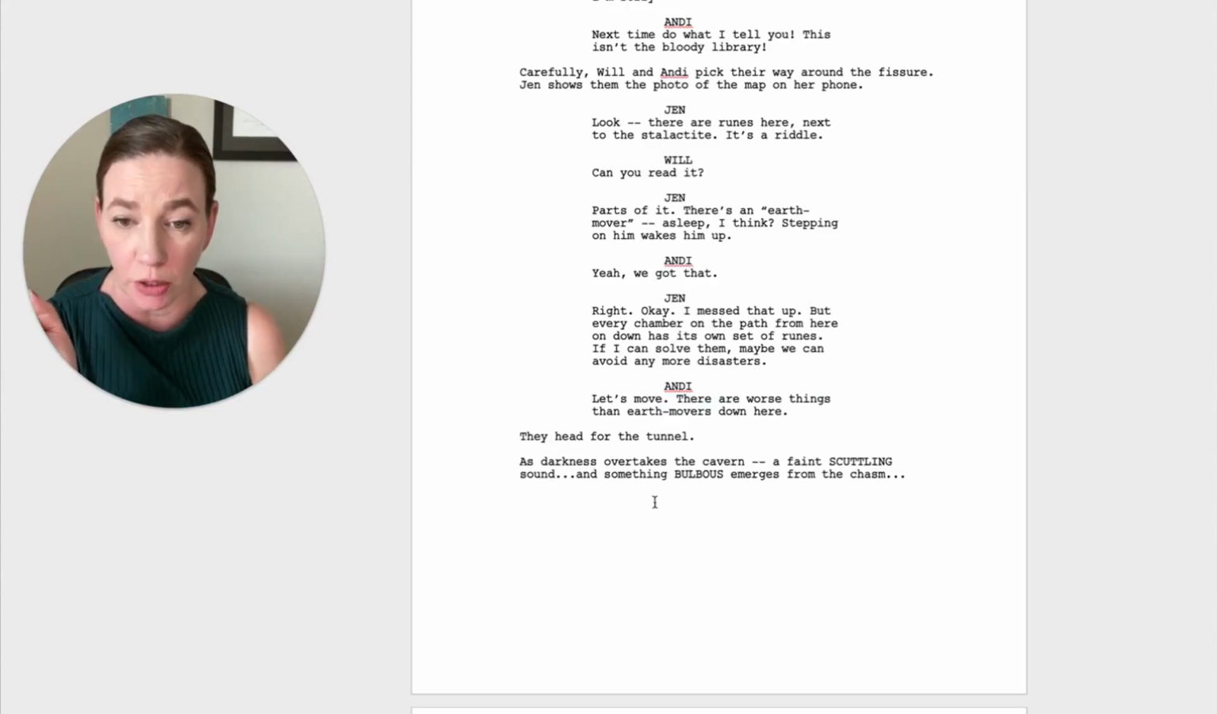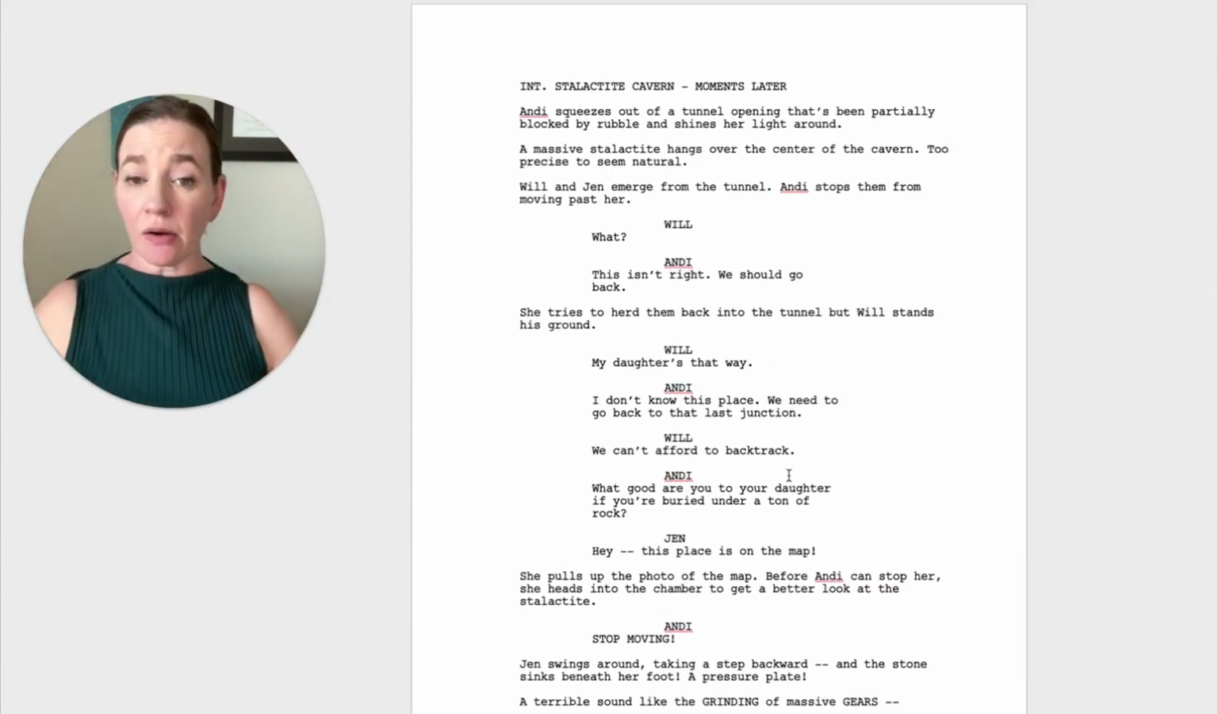We're going to move forward, and we have a further complication. So we end on another complication. There are worse things than earth movers down here, says Andy. And that is verified, of course, at the end here with this bulbous thing that's coming out of this chasm behind them. So structurally now, I'm really happy with this.